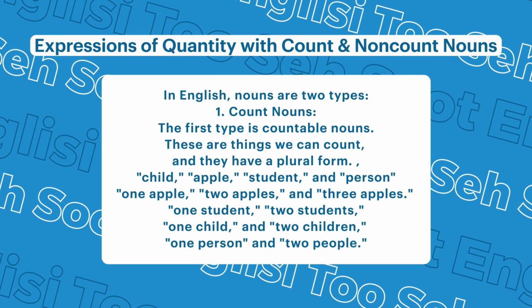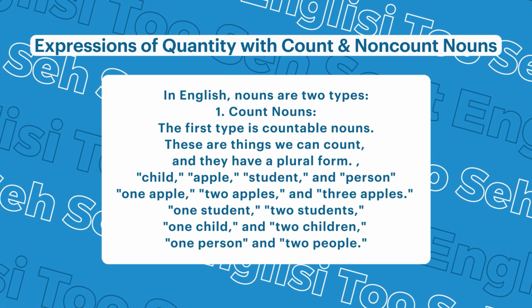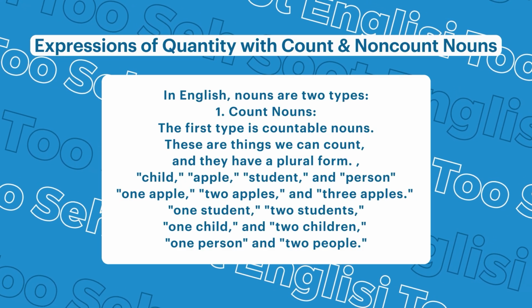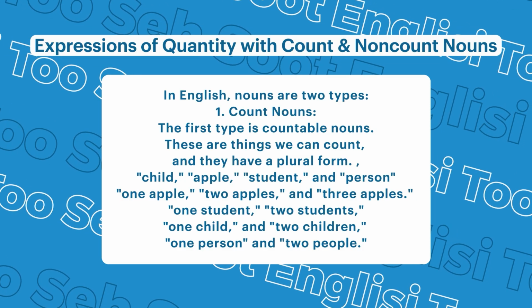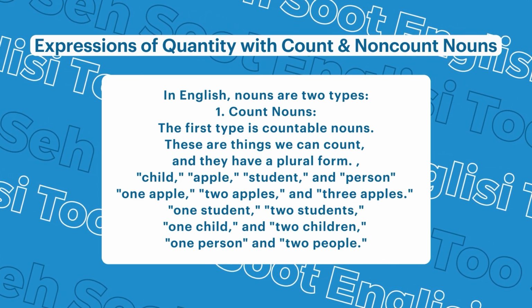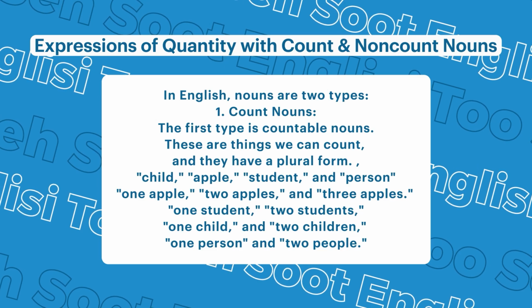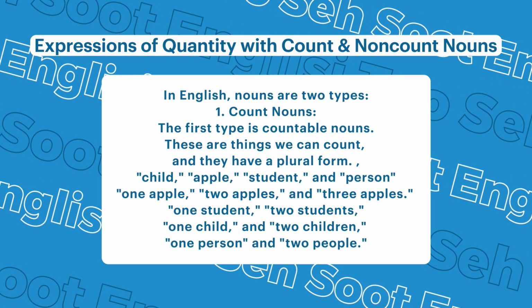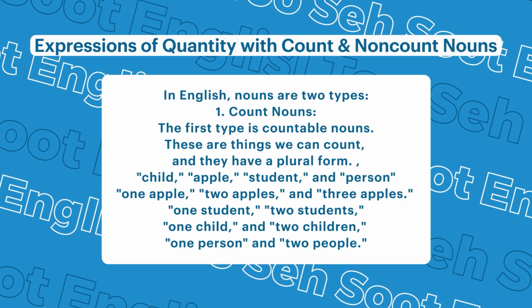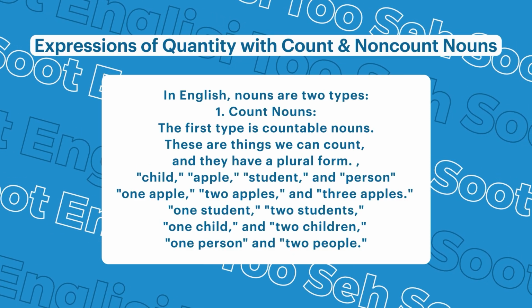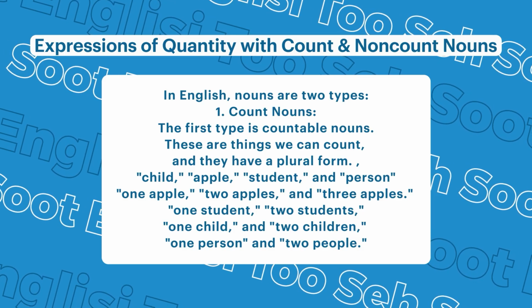Okay, in English, there are two types of nouns. The first type is countable nouns. These are things that we can count, and they also have plural forms. Examples include child, apple, student, and person. We can say one apple, two apples, and three apples. Similarly, we say one student, two students, one child, two children, one person, and two people. As you see, these nouns are countable and they have a plural form.